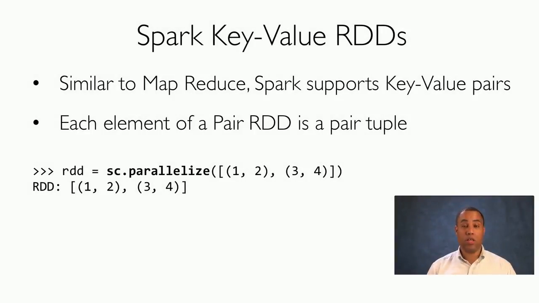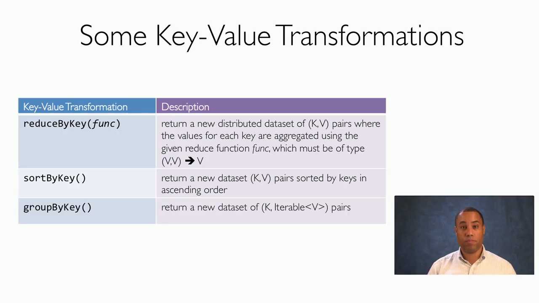Similar to MapReduce, Spark supports key value pairs for RDDs. Each element of a pair RDD is a pair tuple. So here's an example where we apply the parallelize operation to a list consisting of two pairs. The first pair is 1, 2. The second pair is 3, 4. This creates a new RDD that consists of two elements, the first element being the pair 1, 2, and the second element being the pair 3, 4.